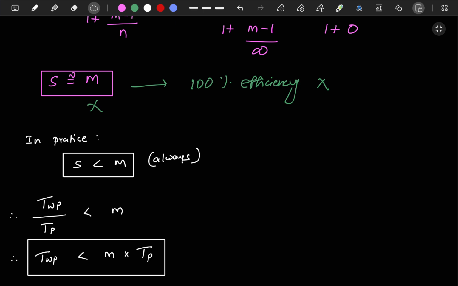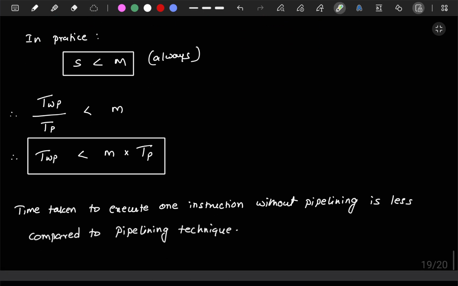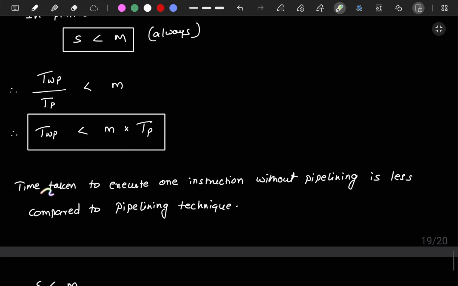The meaning of it is that the time taken to execute one instruction without pipelining is less compared to the pipelining technique. That is the meaning of it. I am talking about one instruction, so be careful. The time taken to execute one instruction without pipelining is always less than the time taken to execute one instruction with pipelining. It means with pipelining, time taken will be more compared to without pipelining.